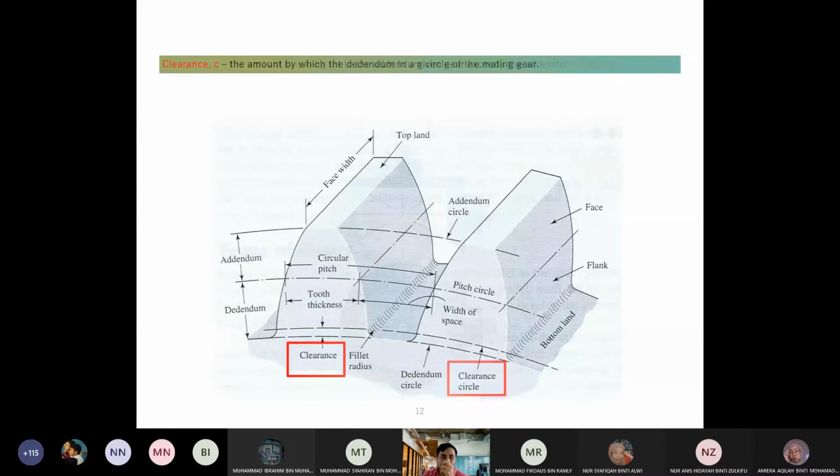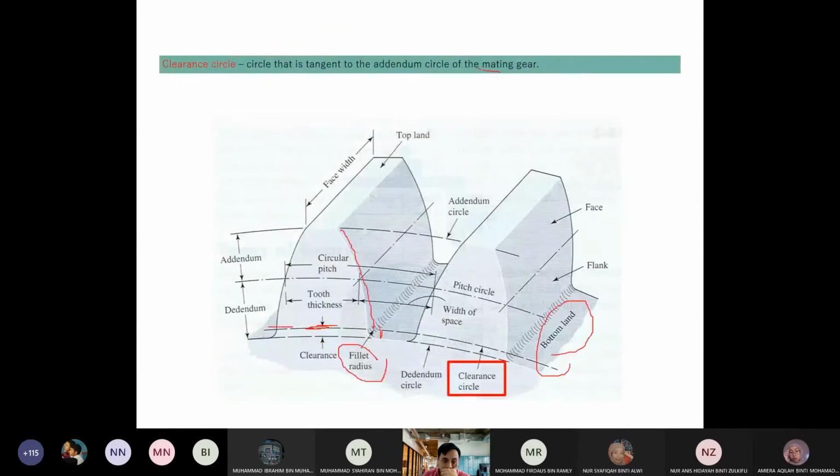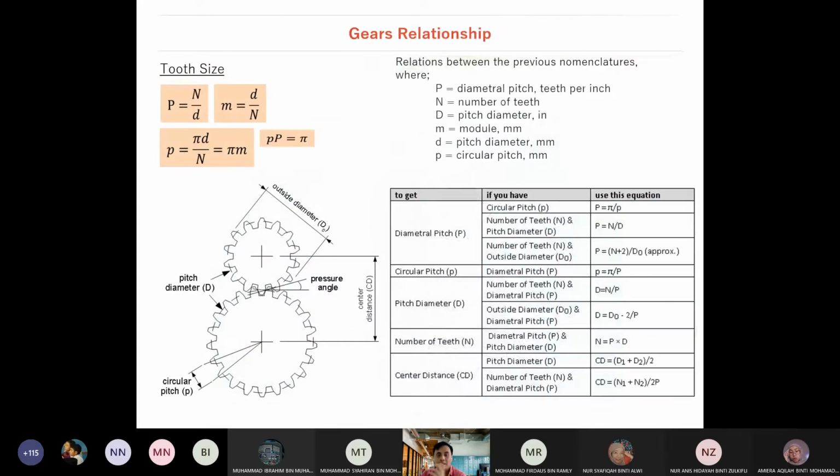Alright, let's move on to the next slide. Sekejap. This is the clearance kat sini. Ni tak ada apa sangat lah kot. So yes, this is a very important formula dan selalu akan ditanya during your exam.